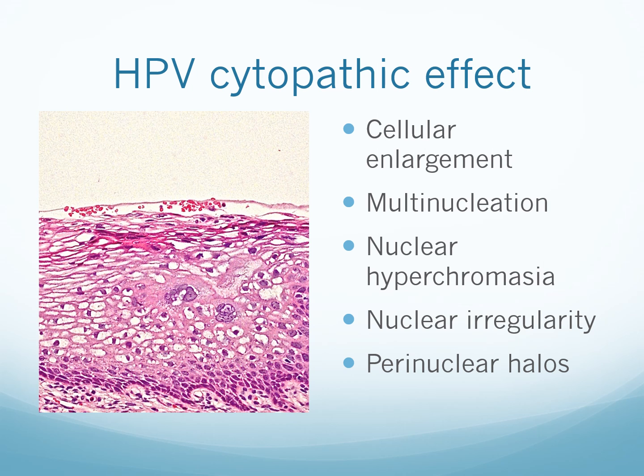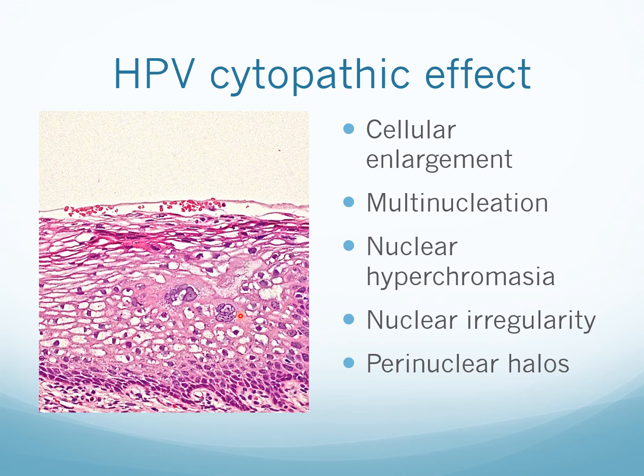HPV infection can result in a variety of changes to the squamous epithelium. The first one shown here is what we call HPV cytopathic effect. This is when the HPV has infected the cell and remains inside the cytoplasm of the cell. It causes the cells to enlarge and often become multinucleated. You can see that these cells are slightly darker. This is nuclear hyperchromasia, and the nuclear membranes are irregular.